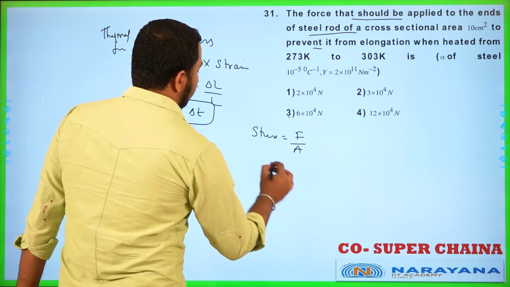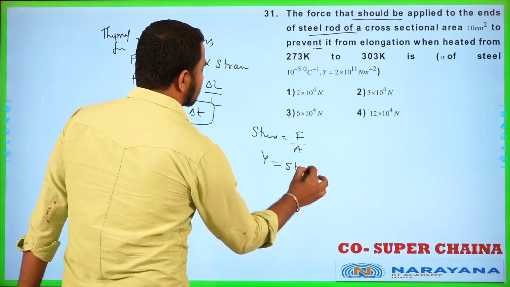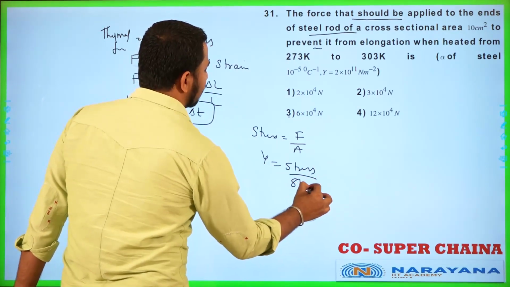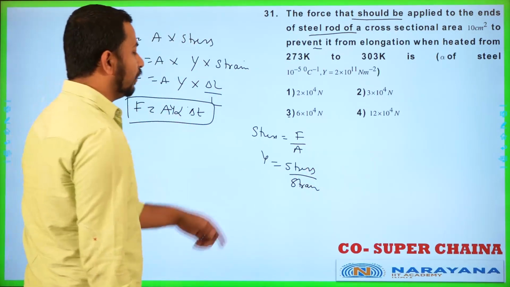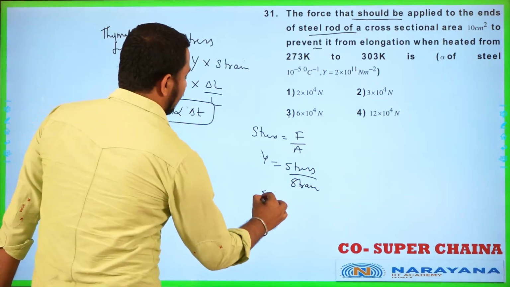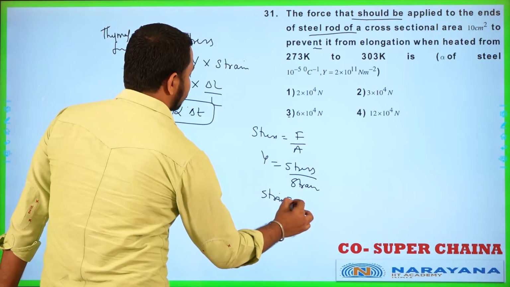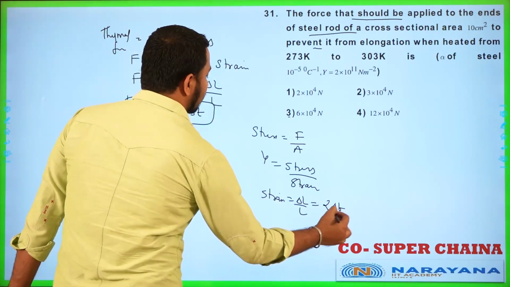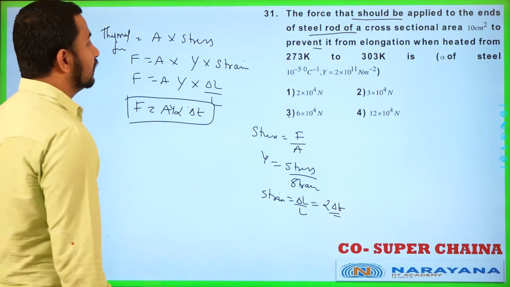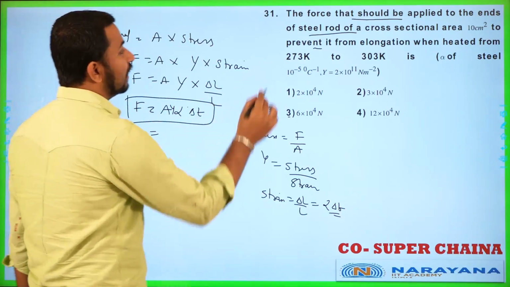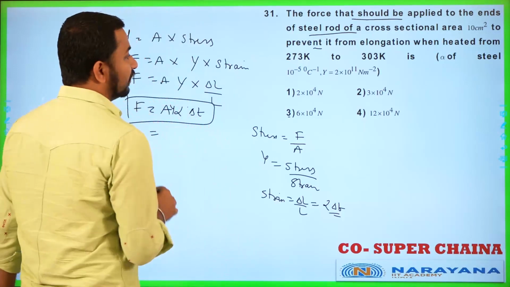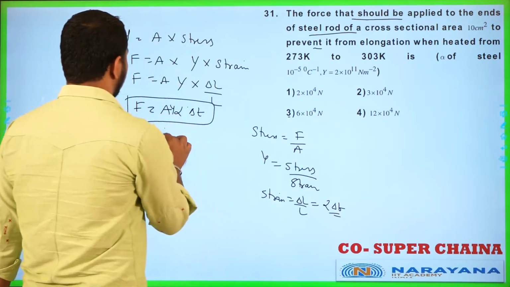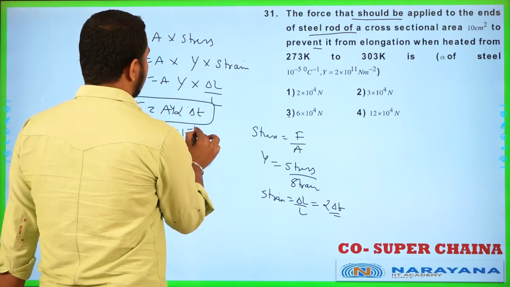Then we know Young's modulus is stress by strain. So directly we have done so many questions like this. And also you know strain can be written as delta L by L, and this can be written as alpha delta T. So this substitution we have done. Now you need to simply plug the value. Area, you know, is 10 centimeters square. The answer has to be in meters, so convert this: 10 into 10 to the power minus 4.